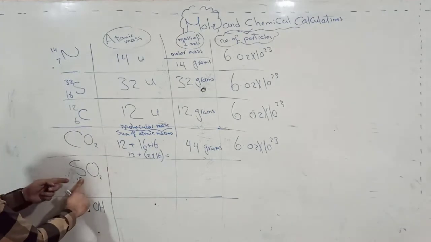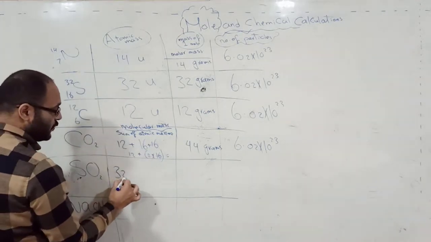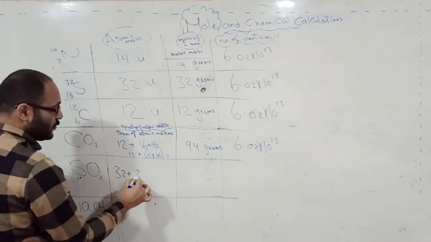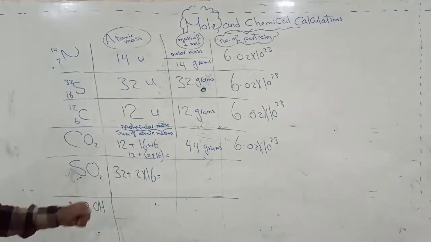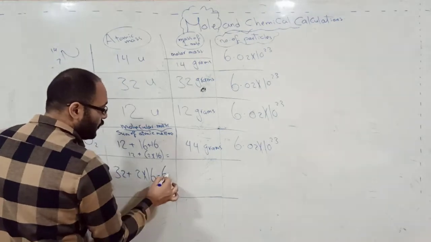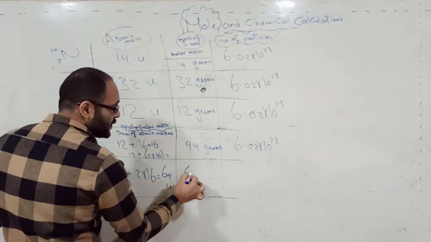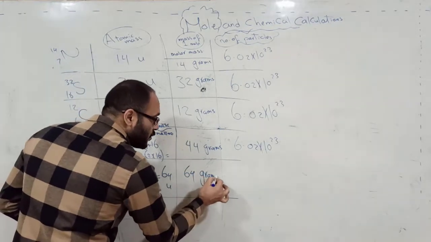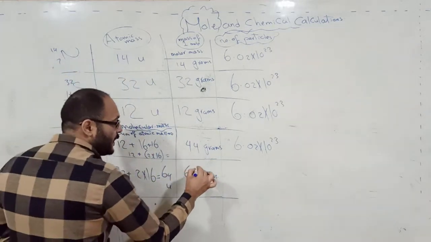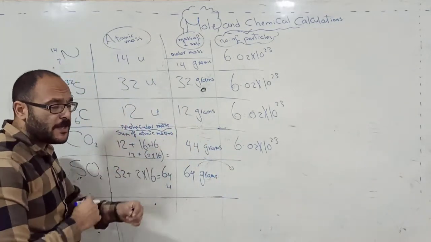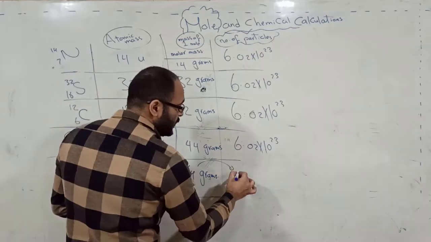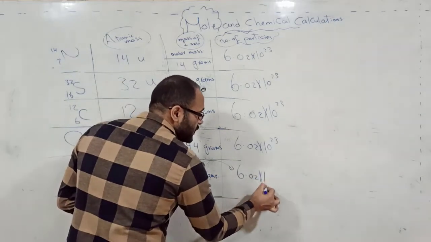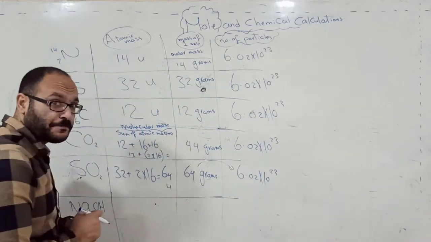For SO2, we have 1 S, which is 32, plus 2 oxygen, 2 times 16. 32 plus 32 equals 64 units, or 64 grams if we're talking about 1 mole. And if we count the number of molecules in 64 grams, they will be 6.02 times 10 to the power 23.